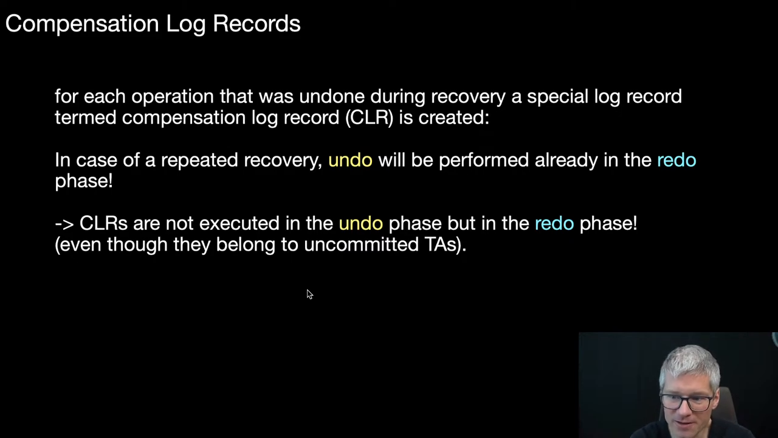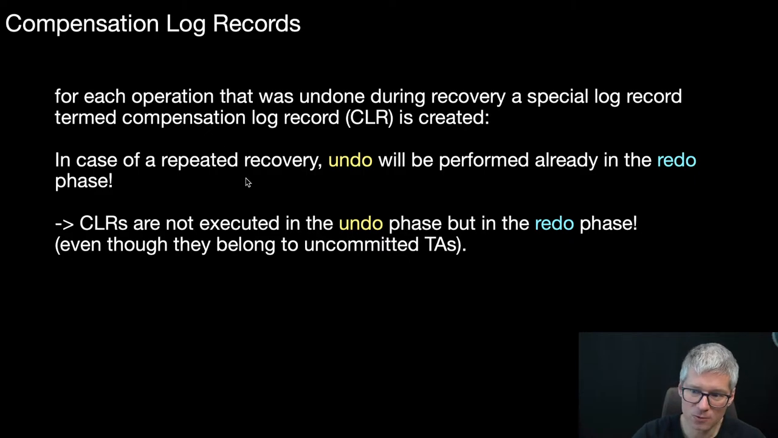So these compensation log records, what they do is for each operation that was undone, the loser transactions perform changes, possibly. So the changes of loser transactions are removed from the database store. And that's done by this ARIES algorithm in the undo phase. So you keep track of that, and that's where the compensation log records are good for. So it's an internal log record written out by ARIES, actually.